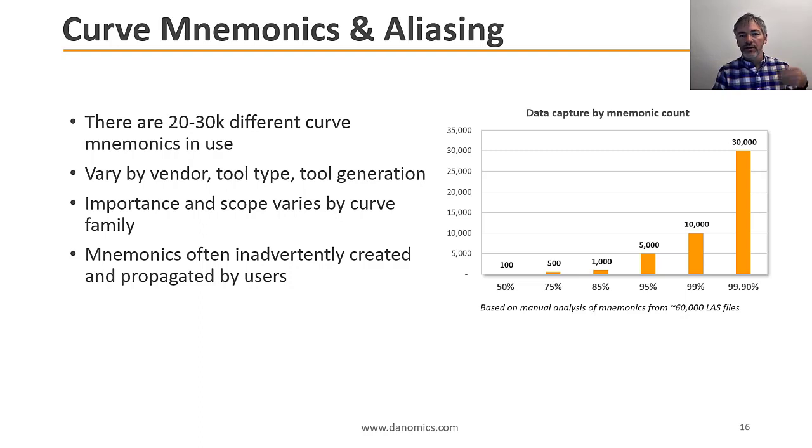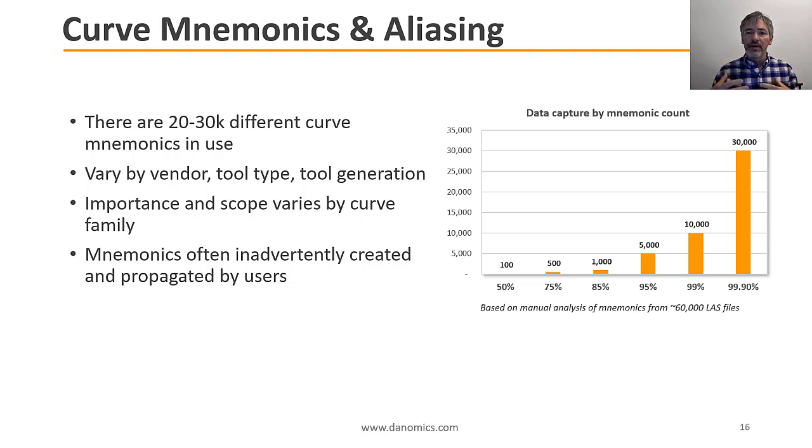And what this is showing is that if you have about 100 mnemonics in your alias table, you're going to capture about 50% of the available data. If you have 500 curve mnemonics in your alias table, you're going to capture about 75%. If you want to get to that 95 to 99% data capture rate, you're going to need somewhere between 5,000 and 10,000 curve mnemonics.